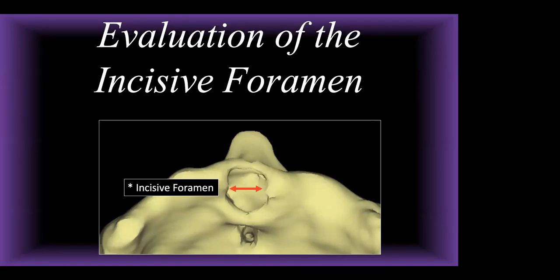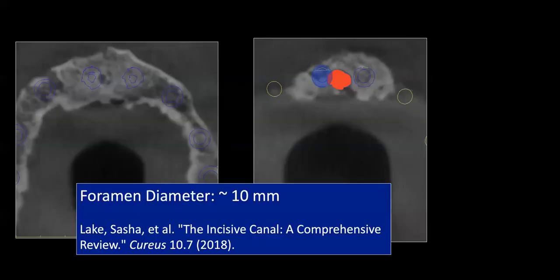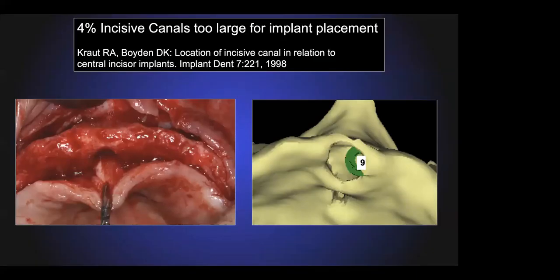So we want to evaluate where the foramen is, and this is also called the nasopalatine foramen. Most people call it the incisive foramen, and in this particular case, it's actually rather large. So if we look at placing implants in here, this one is rather large. Okay, it's probably about 10 millimeters. Most of them are about 6 millimeters or less. So this one's pretty significant. Why? If it is that large and it impacts our implant, it can cause problems.